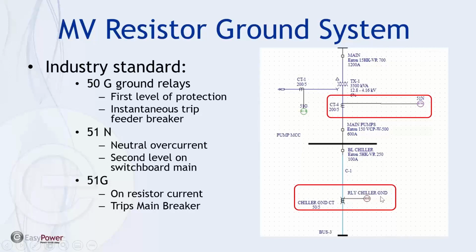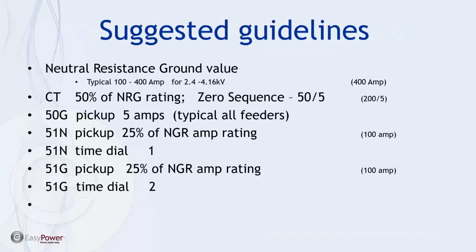So we may have multiple 50G relay settings on each of the feeders, and then only one 51N neutral overcurrent, and it has the ability to trip either the switchboard main or potentially the main based upon how extensive the load on the switchboard that we're trying to protect. And then the final level of protection on the whole system is the 51G relay on the neutral current itself. And so let's see what we can do to kind of set this up in my example.